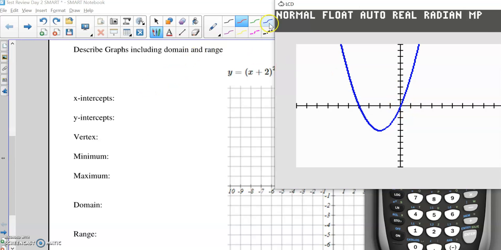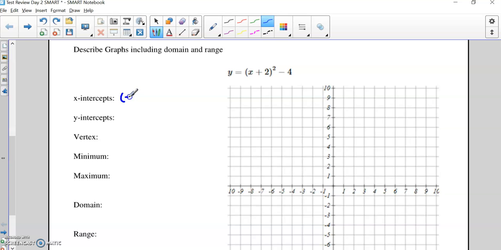So I'm going to go ahead and write negative 4, 0, and 0, 0. Notice how I'm writing them in parentheses with a comma in between. That's exactly how you want to type these things into MyOpenMath.